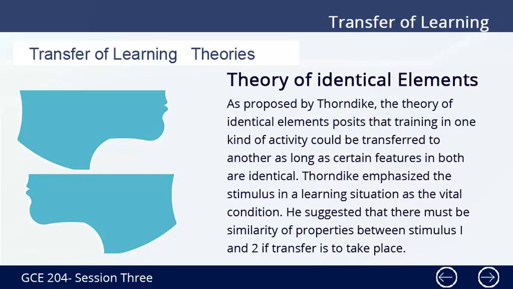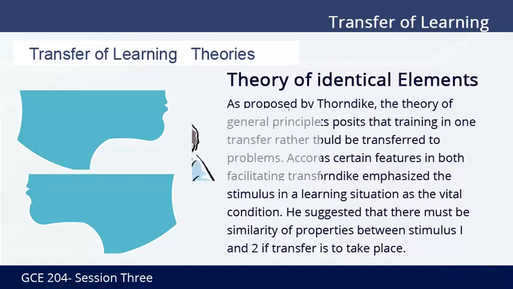Theory of identical elements. As proposed by Thorndike, the theory of identical elements posits that training in one kind of activity could be transferred to another as long as certain features in both are identical. Thorndike emphasized the stimulus in a learning situation as the vital condition. He suggested that there must be similarity of properties between stimulus 1 and 2 if transfer is to take place.